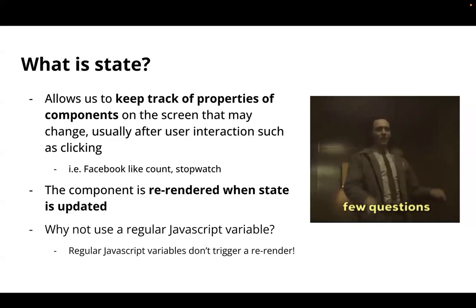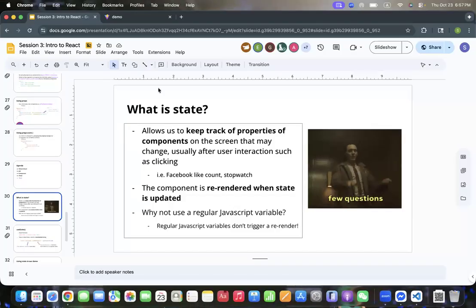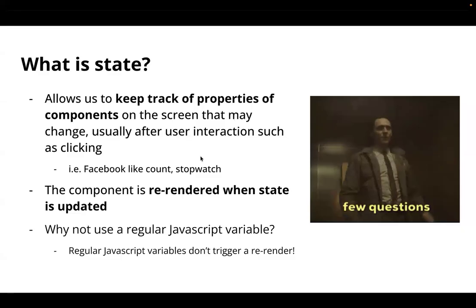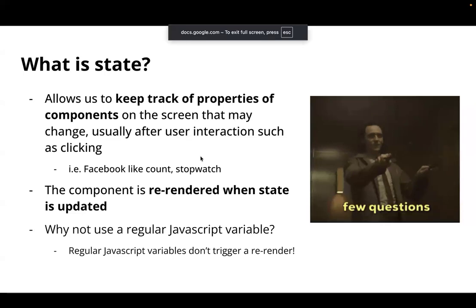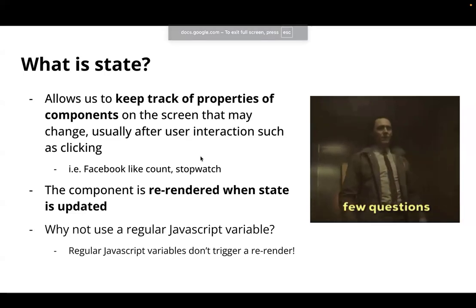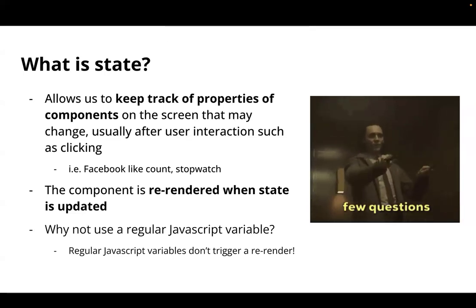So for example, I don't have a good example over here, so let me just use the one that I've prepared. One example would be the Facebook like count. We all know that if you click on the like button under a post, the like count will increase by 1. That is something that is very likely implemented with this state idea.